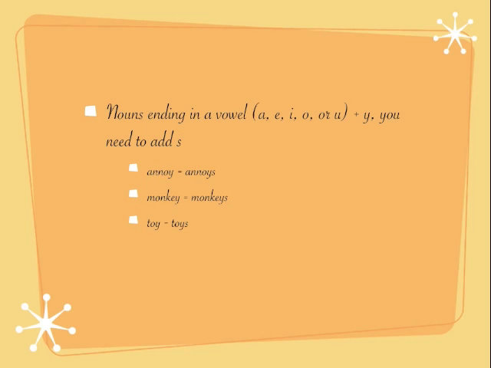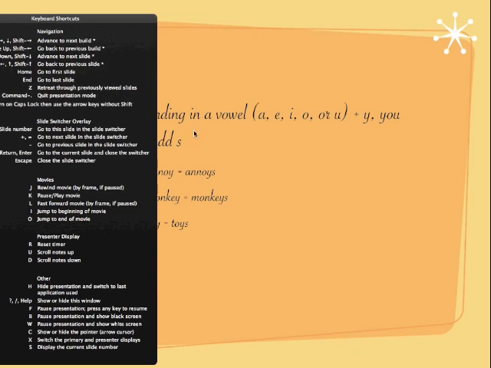Next, we have nouns that end in a vowel. Vowels, if you remember, are A, E, I, O, or U. So nouns that end in a vowel plus a Y, you need to add S. So I have annoy, monkey, and toy.